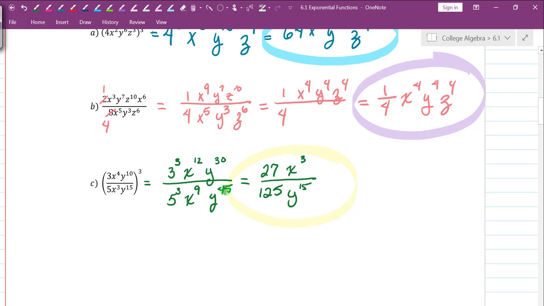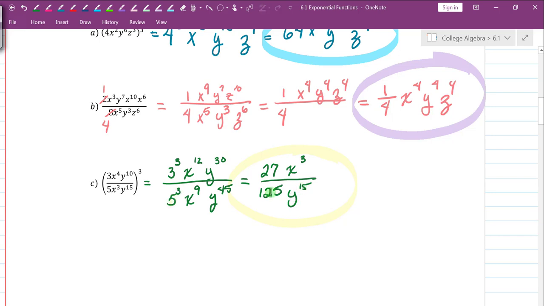Now I'm going to reduce within. So my 3 cubed is 27. X to the 12th minus 9 is x to the 3rd. I have y to the 30th, but I have y to the 45th in the denominator. So that means that 30 is going to come down, and so it's y to the 15th, and my 5 cubed is 125.